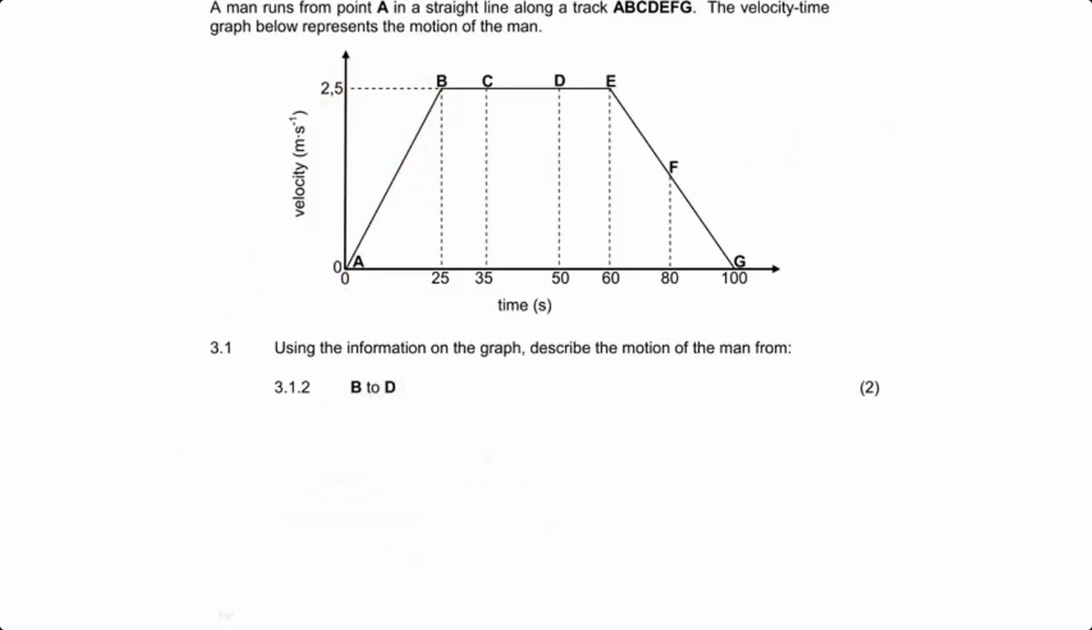Now we need to describe the motion from B to D. So there's B, and we're taking it till there, D. So we can see that now the graph is flat. What does that mean? The velocity is uniform. So we have uniform velocity. We could always say uniform positive velocity, because there's the zero line, and this is above the zero, so it's positive. Down here would be negative. So uniform positive velocity.